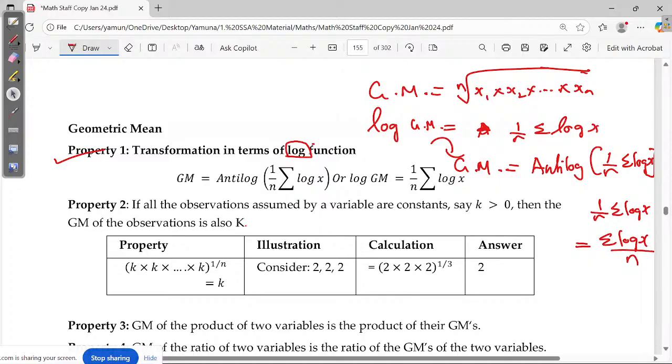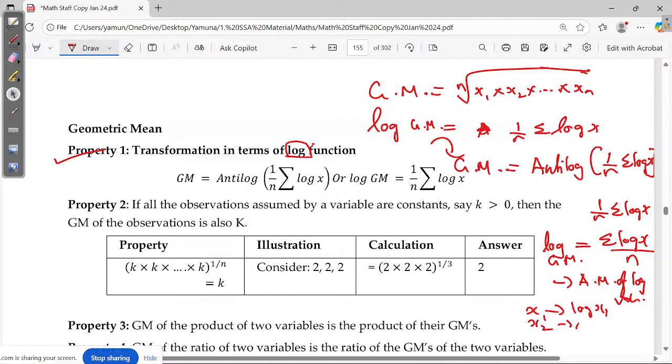Yeah. See, the representation is different. This is nothing but logarithm of geometric mean. So, how can I define logarithm of geometric mean? Logarithm of geometric mean is nothing but arithmetic mean of log values. Am I right? For x1 you find log x1.